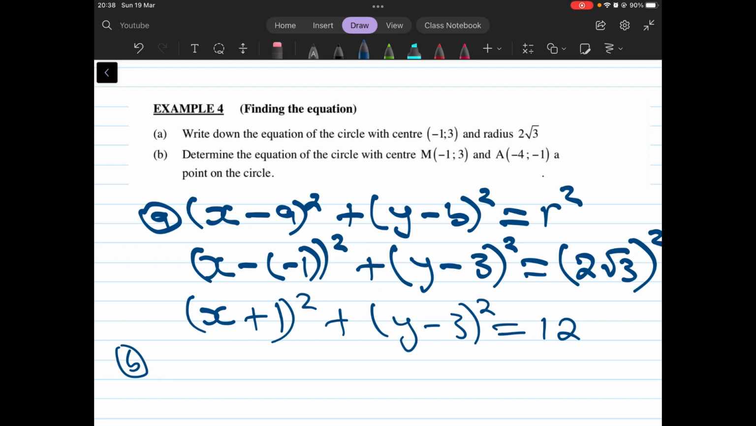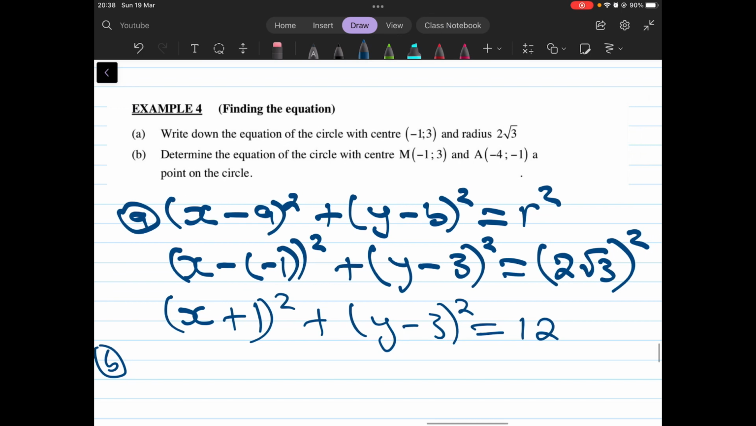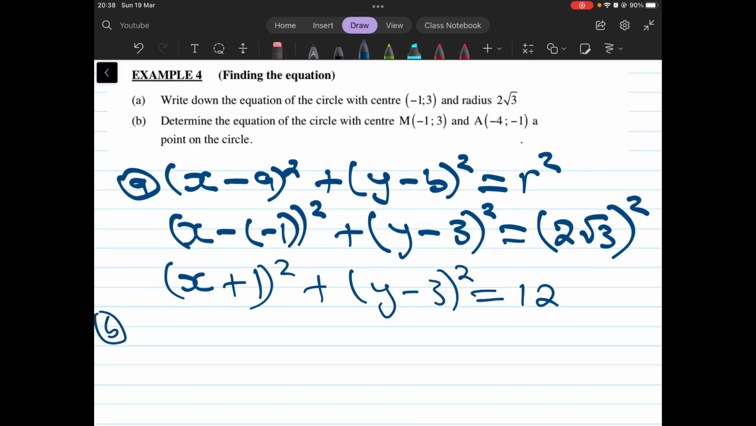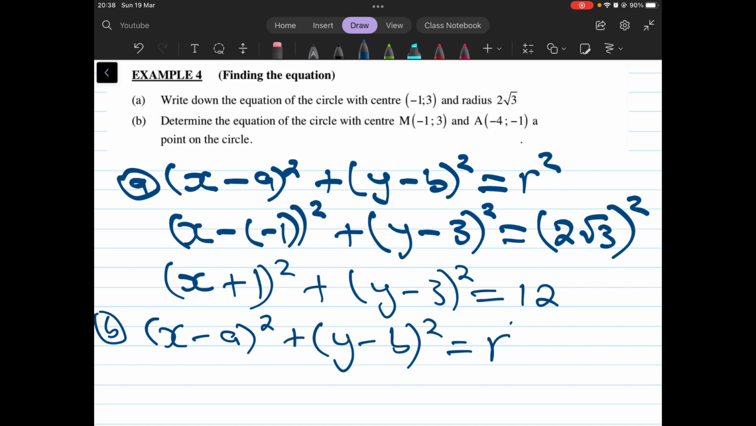For B, what are we given? We are required to still again determine the equation of the circle with that center, and unfortunately we're not given the radius. We are given another point which is also on the circle. So we are still required to get the equation nonetheless. The first step will remain the same. We need to write this standard equation. This makes your life easy because you know that is your goal.